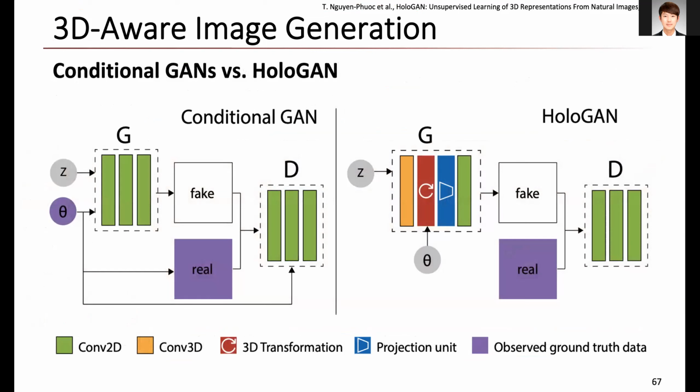So the first paper for this direction is HoloGAN: Unsupervised learning of 3D representations from natural images, ICCV workshop 2019.